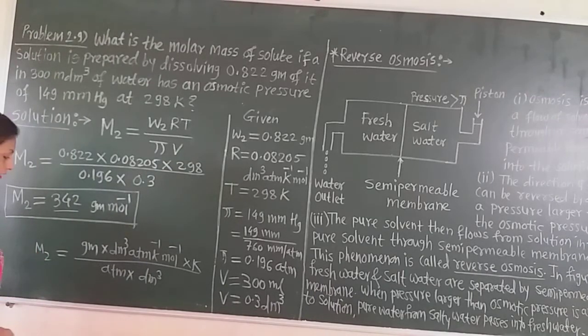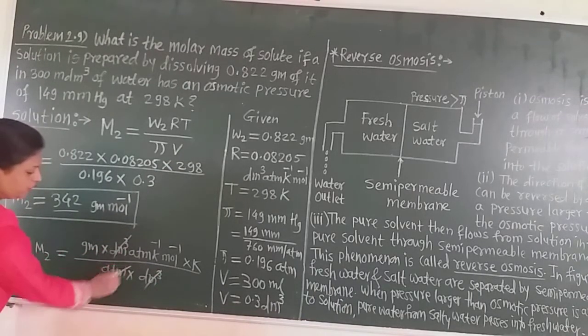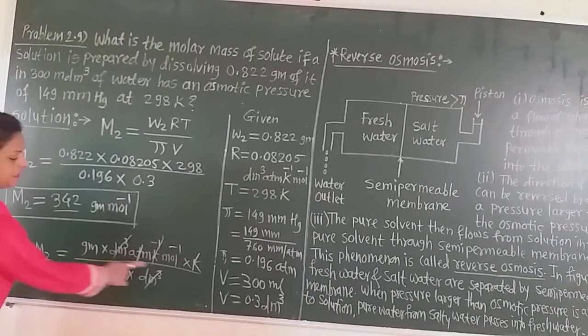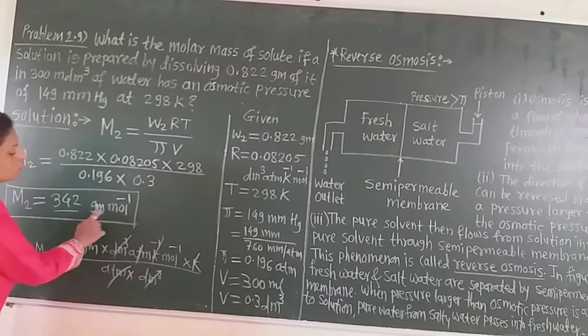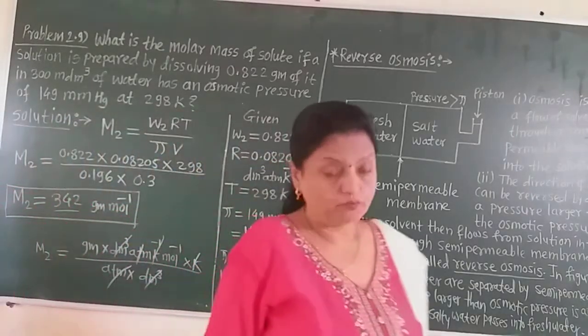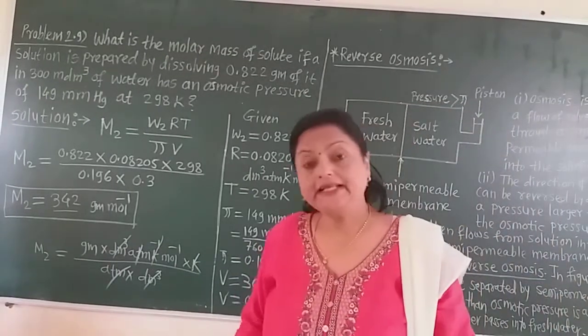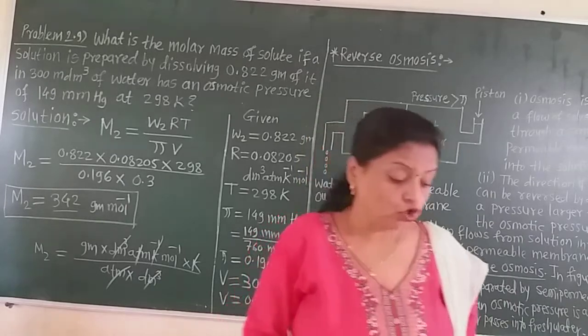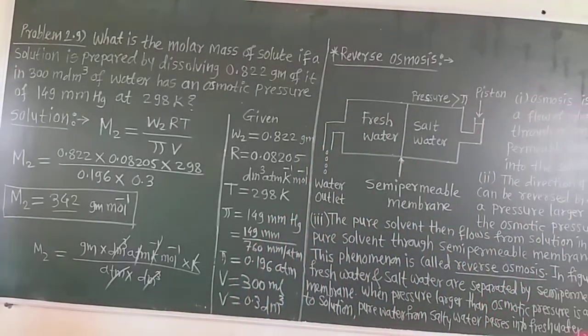Now how is the unit? See here, dm³ and atm get cancelled, per Kelvin gets cancelled. What is remaining? Only gram per mole. So the unit is gram per mole, that is the molar mass of the solute. In this way we solve the problem which is based on the osmotic pressure, where they ask us to calculate the molar mass of the solute.